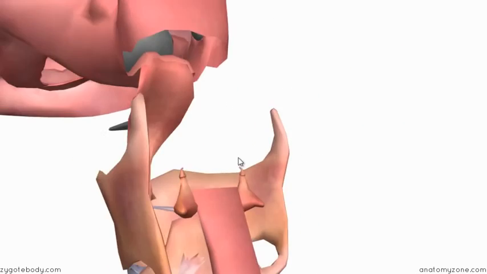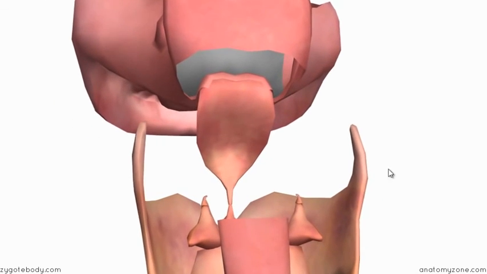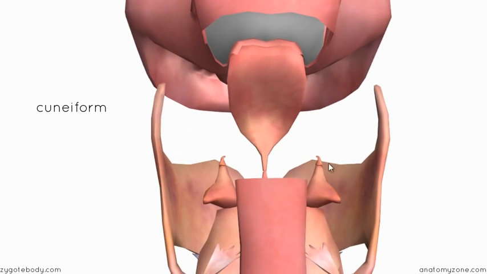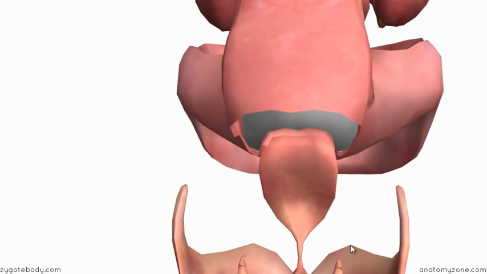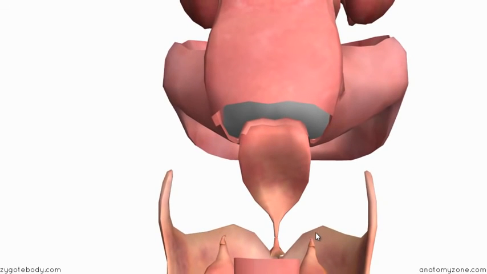So the final pair of cartilages which I haven't mentioned yet is the cuneiform cartilages, and they're not shown on this model because they're actually suspended in the quadrangular membrane. So they can't be visualized in this model, but they sit a little bit anteriorly to the corniculate cartilages, and they're suspended in a membrane, and I'll show you them in the next tutorial.